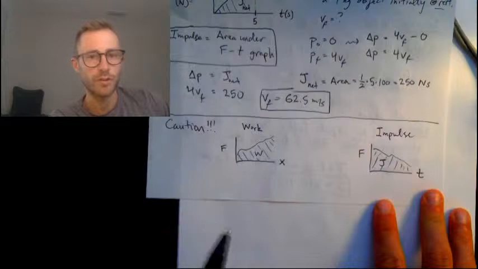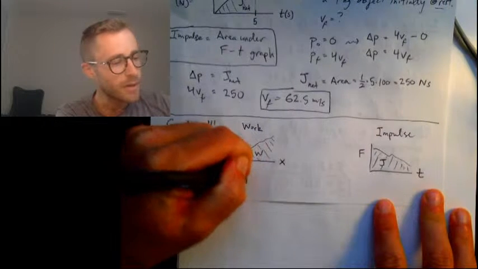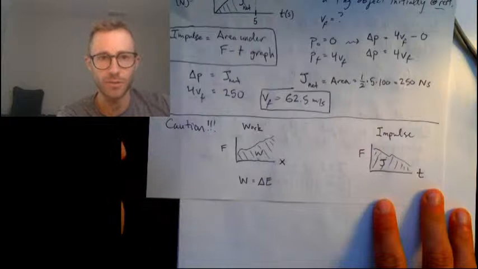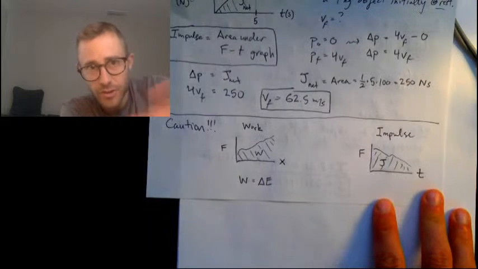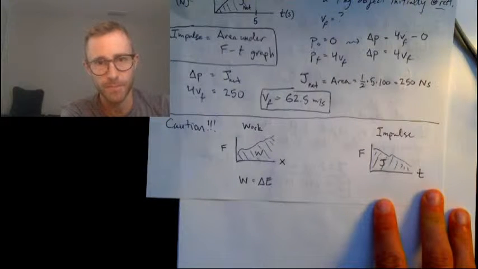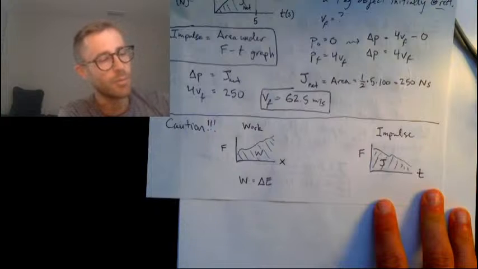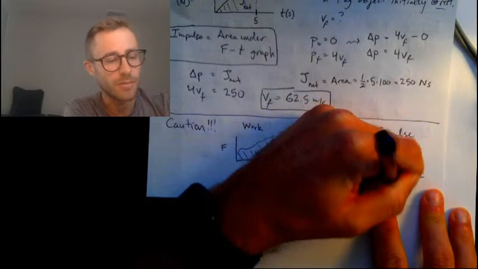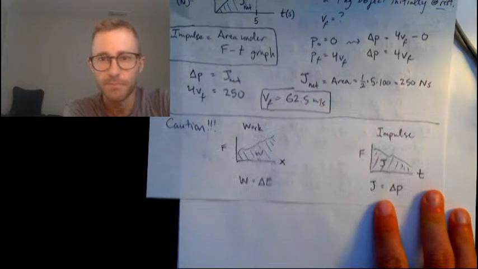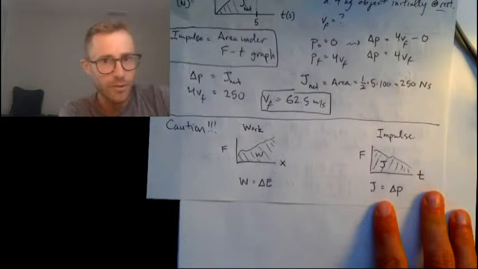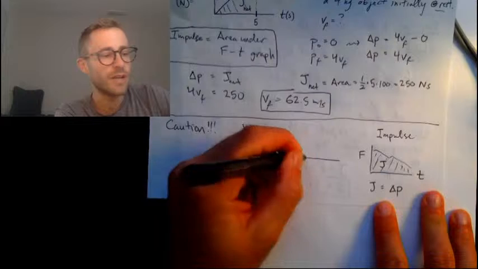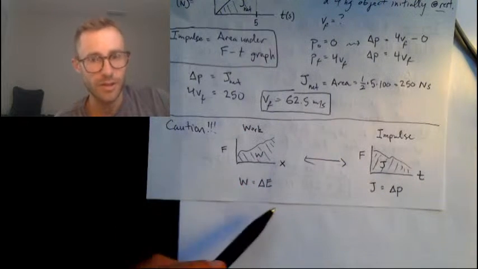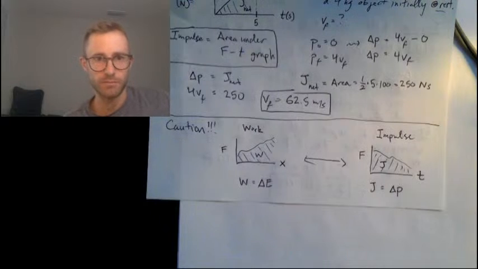Now, what does work do? Well, work is the change in energy of the object, because work is energy transferred into a system. All right? Impulse, on the other hand, is momentum added to the system. So you can see how they're closely related, but they're not the same thing.